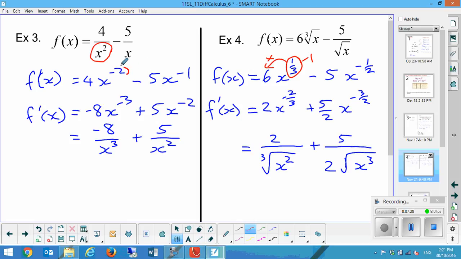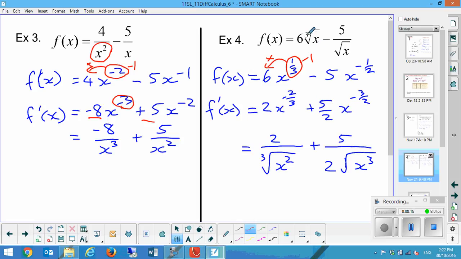So we do the same thing: get our minus 2, multiply it down, so we go 4 times minus 2 is minus 8, but now we still subtract 1, minus 2 minus 1 makes minus 3. Same story here, turn that denominator of x into x to the minus 1, so minus 1 times minus 5 makes plus 5. Take away 1 from our exponent, so we get minus 2. Then always turn it back into the way it was given to you. If it was given as fractions like this, turn it back into the fractions. So we get minus 8 divided by x cubed and 5 divided by x squared.